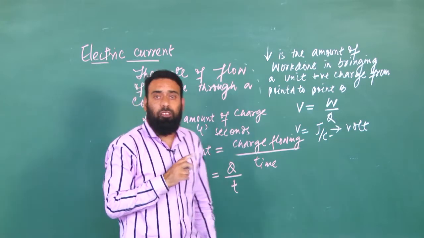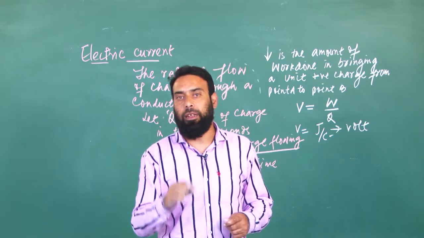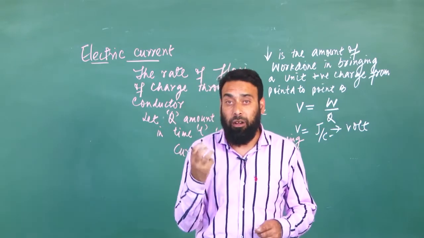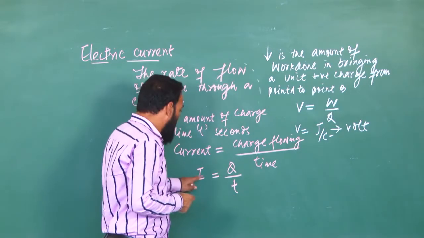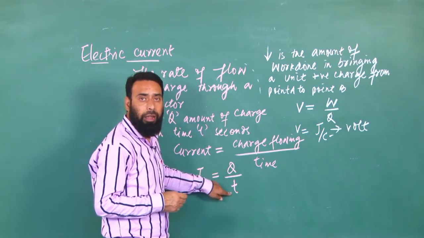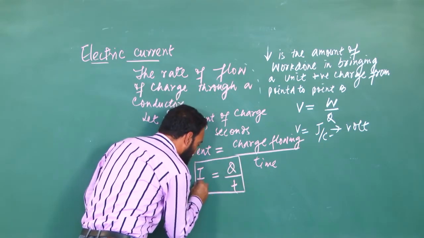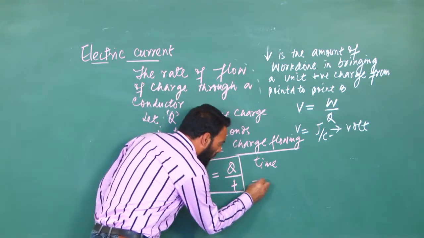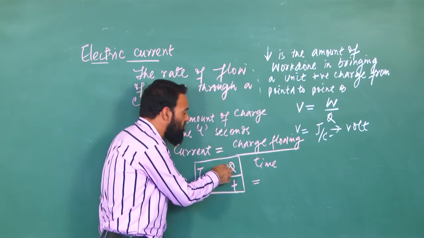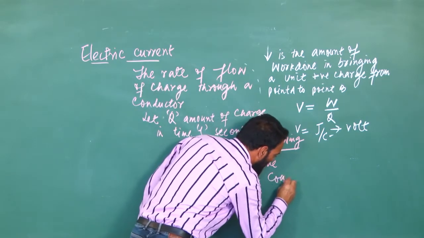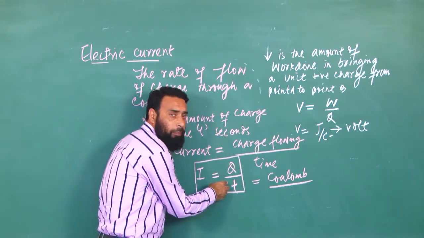Let us find out the units of current. So you know the current is the amount of charge flowing through a conductor in a unit time, or simply the rate of flow of charge through a conductor. And the relation for current is I is equal to Q divided by T. Let us find out the units of current through this relation. I is equal to Q divided by T. What are the units of Q? That is charge, that is coulomb. So charge has unit coulomb, divided by, what is the unit of time? That is second.